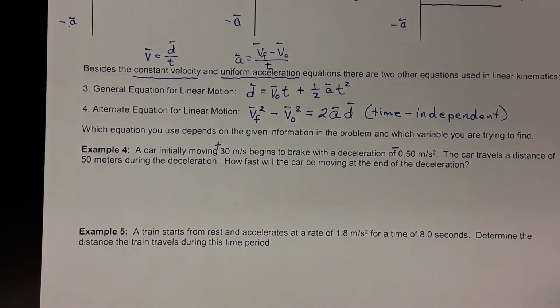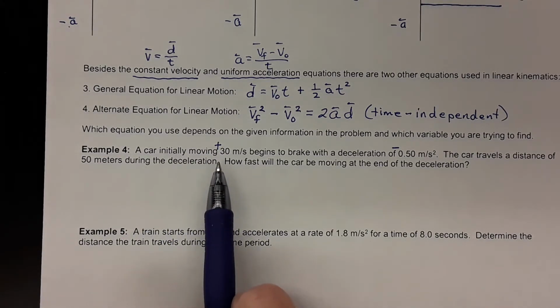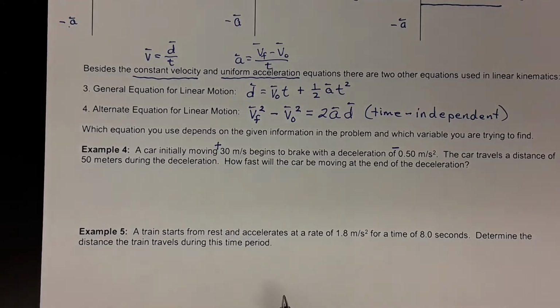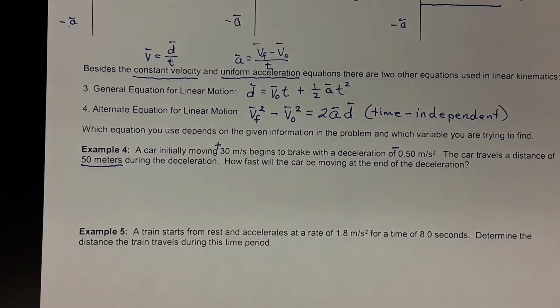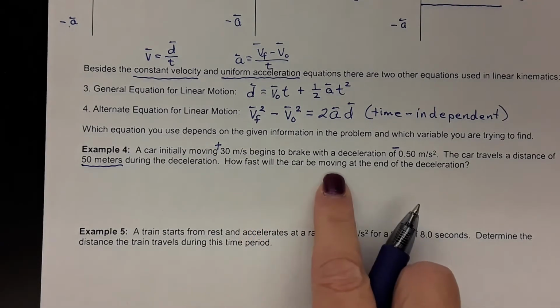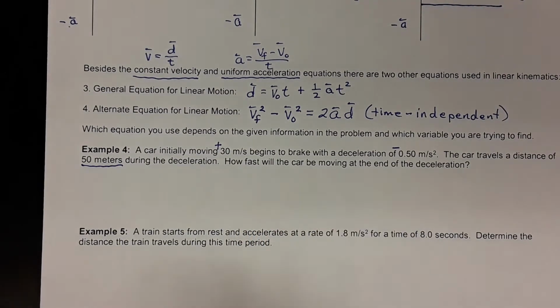Always when you start a problem, decide what directions, left and right, or if it's vertical motion, up and down, are going to be. It doesn't matter what you choose as long as you stick with it. So I typically let the forward motion of the object be the positive direction, and of course the opposite direction would then be negative. All right, the car travels a distance of 50 meters during the deceleration. We want to know how fast the car will be moving at the end of the deceleration.